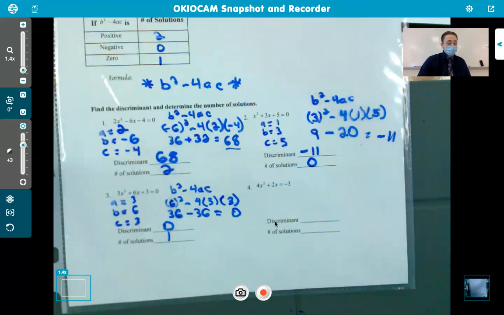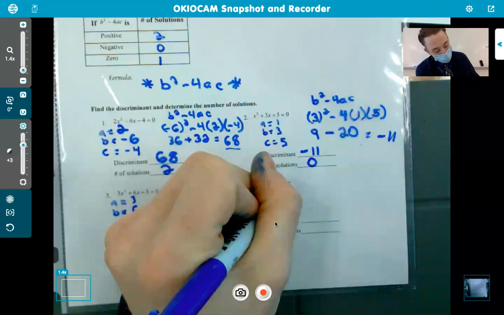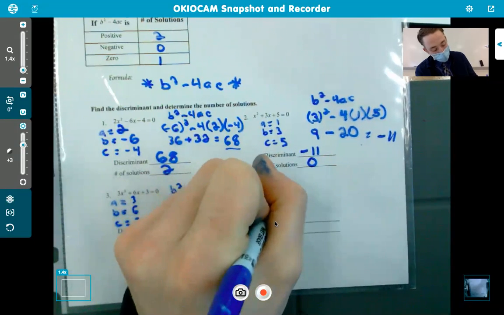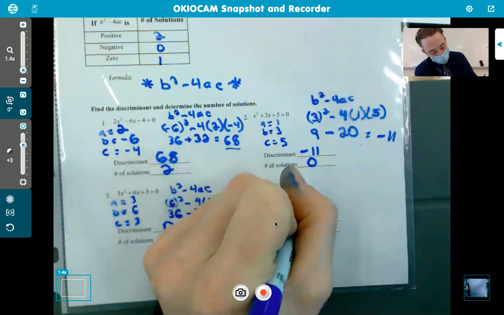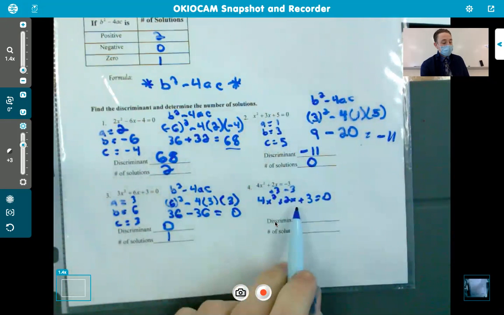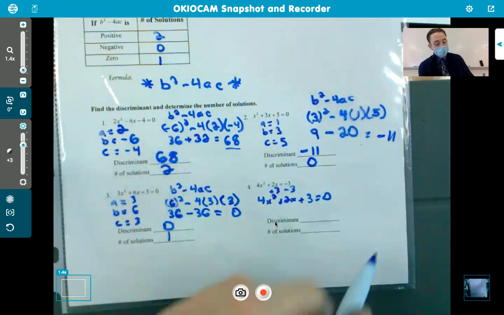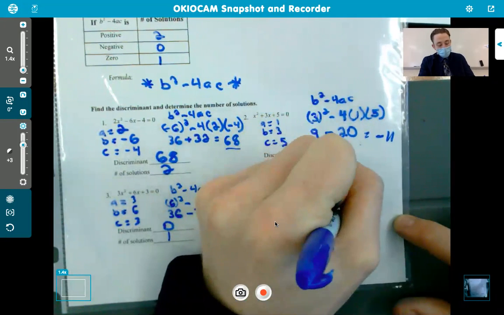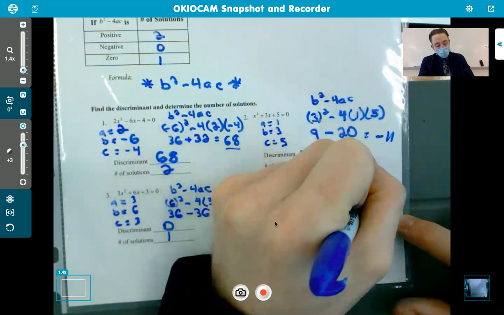Okay, what do we notice about number 4 here? It's not equal to 0. So what's the first thing I need to do to make sure it's equal to 0? Good, add 3 to both sides. Always need to make sure our equation's set equal to 0 to start. And now I have 4x squared plus 2x plus 3 equals 0. What are my A, B, and C values? 4, 2, and 3.